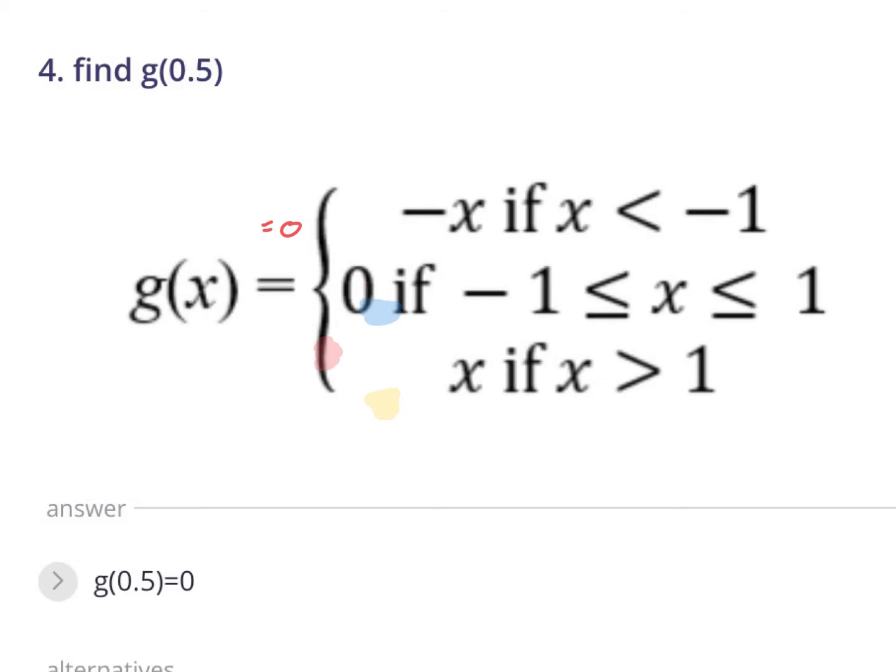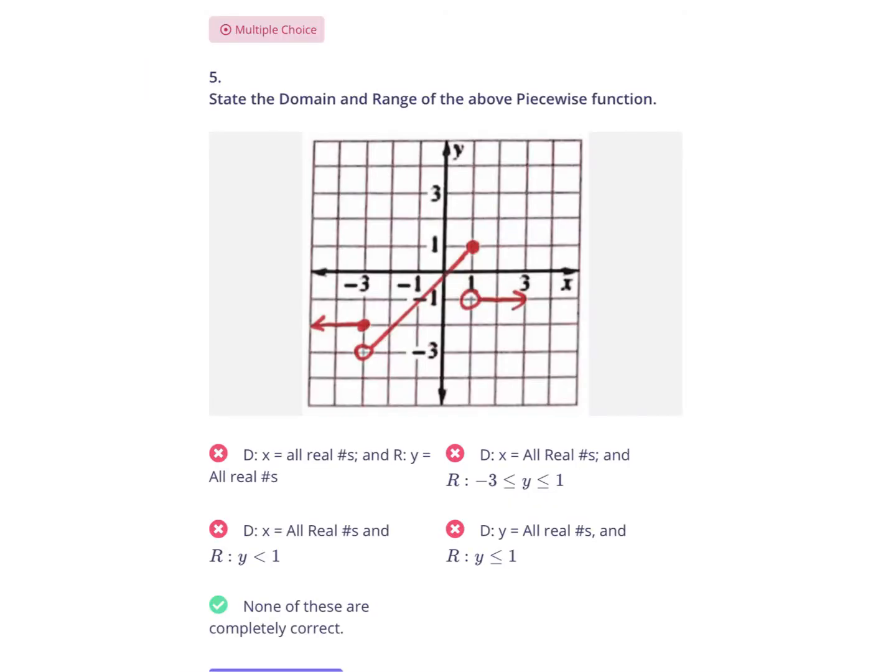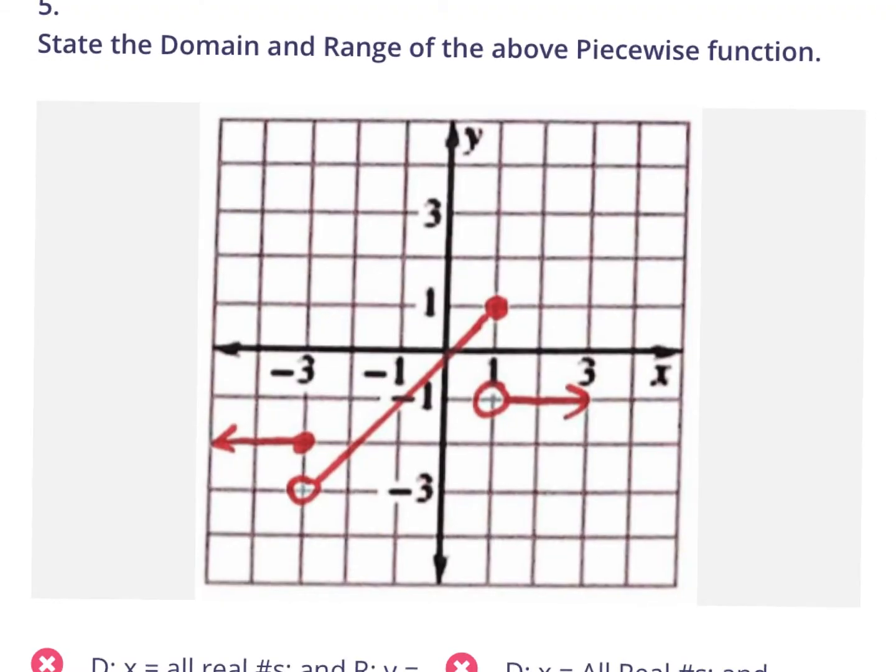If you have an x, that's when you plug it in. If you just have a number and no x, then you don't have to plug anything in. That number will be your answer. Moving on. State the domain and the range of the above piecewise function.